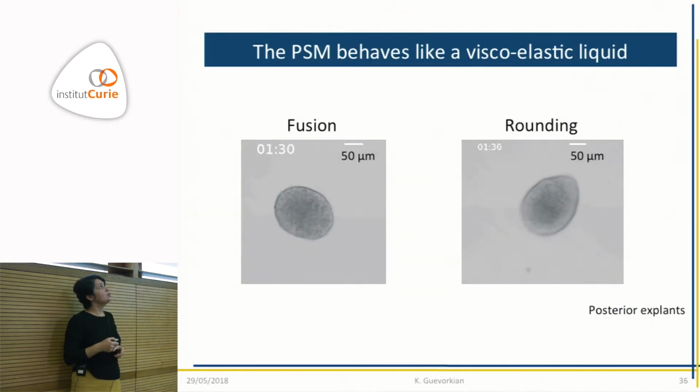Here I show you 2 very classical experiments on tissues to show that they have a liquid behavior. You have a fusion: if you put 2 explants next to each other, after some time they merge and make a sphere. And if you take a tissue that is elongated at the beginning, after a while it takes a spherical form. So we can analyze their dynamics a little better and get some information about their mechanical properties.